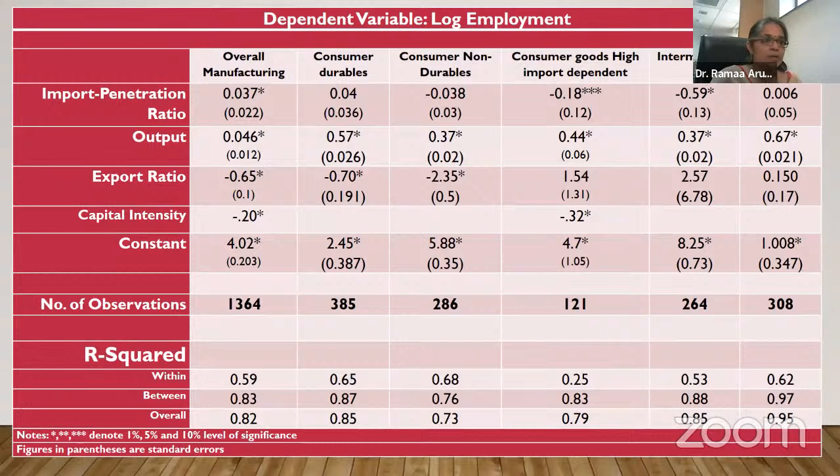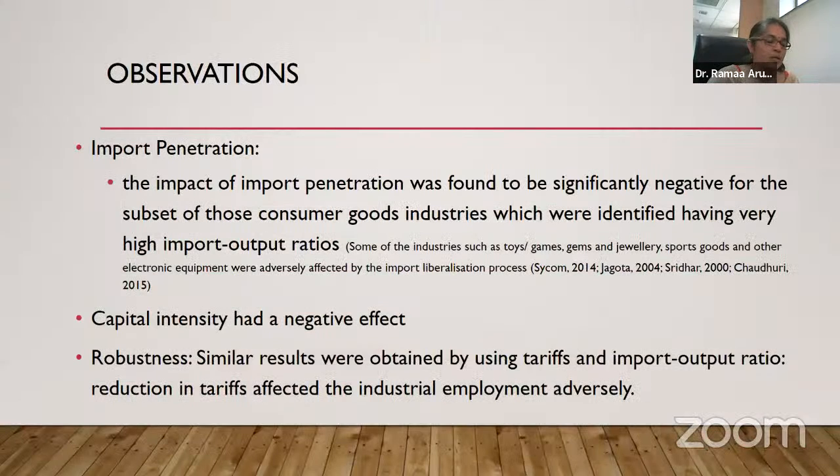I would just summarize the results if we have sufficient time. The main observations from these empirical estimations are that the impact of import penetration ratio was found to be negative and statistically significant for the subset of those consumer goods industries which were identified as having very high import output ratios. From the subsets that I had mentioned in the earlier analysis, it was visible that import penetration ratios being very high had a negative impact on the employment levels in these sectors.